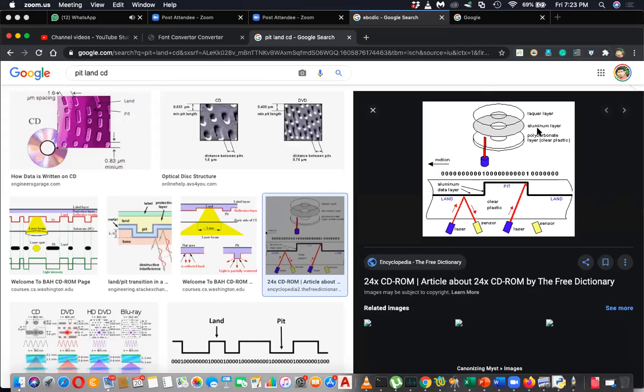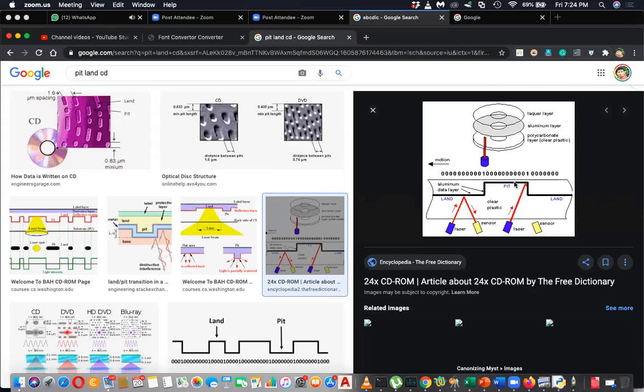And what really happens when you burn? When you give laser light power, the laser light will turn on and it will burn these pits. These areas are burned. We call this CD burning.